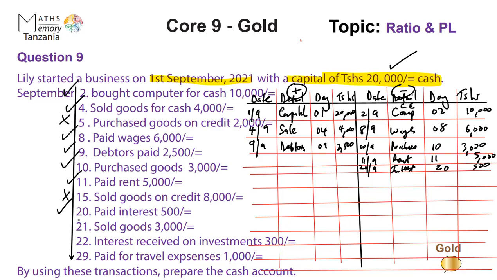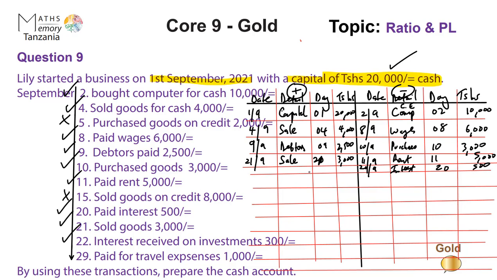Next one over here, sold goods. Sold goods for it's a sale, direct sale over here. So this would be a sale, and this would be again 21, and this would be 3,000 Tanzanian shillings over here.